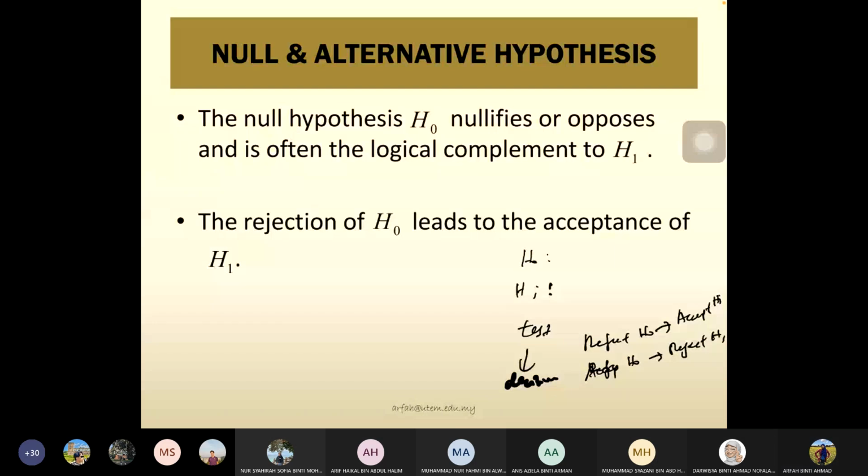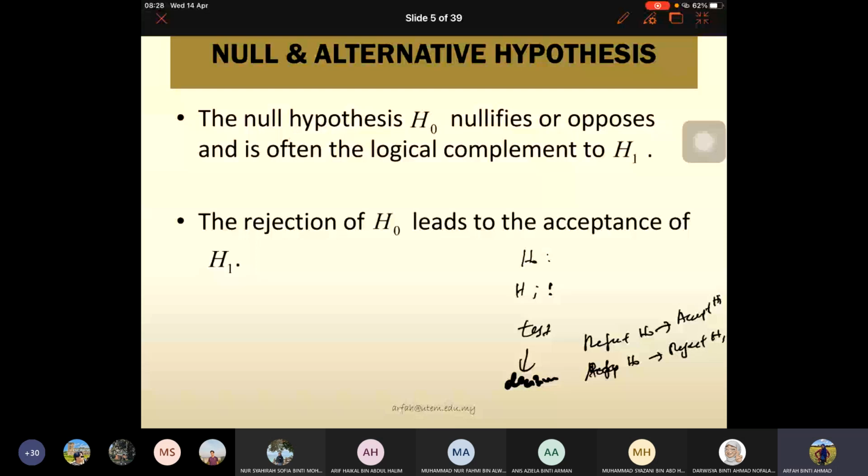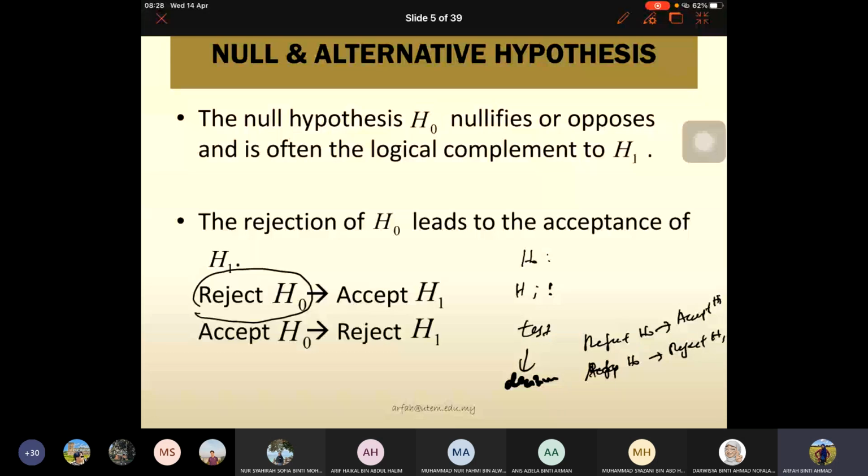Kalau awak cakap reject H null, meaning that conclusion awak will be based on H1. But if you say accept H null, meaning that your conclusion will be on the null hypothesis. So let's see. Null hypothesis.